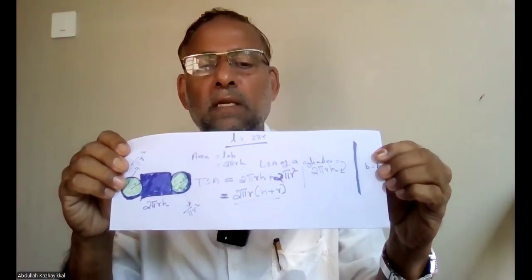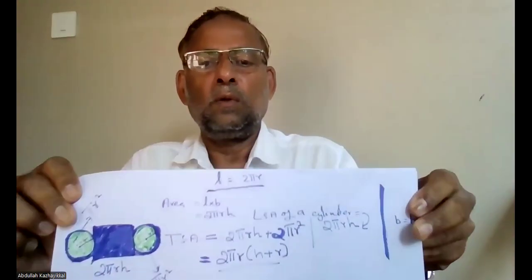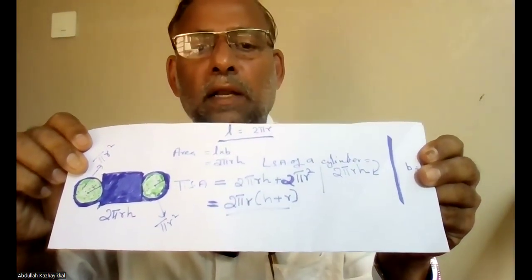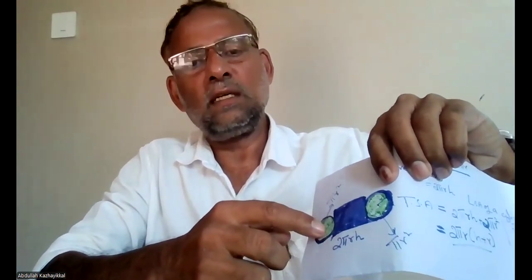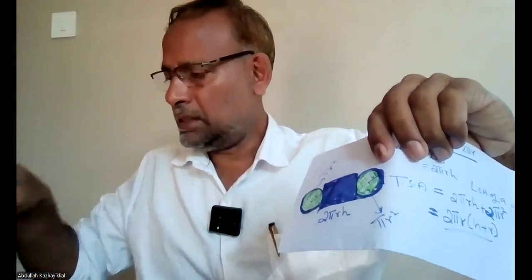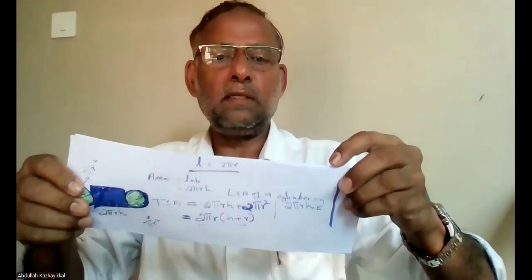L into B. What is B? H. L is equal to 2 pi r. So 2 pi r into H. That is the lateral surface area of this cylinder. It is there in class 8, class 9 also. Every school shows this, I think. Here you can see the cylinder: we can cut it into two circles, one circle here, one circle here. Here is the lateral surface area. This is 2 pi r H.